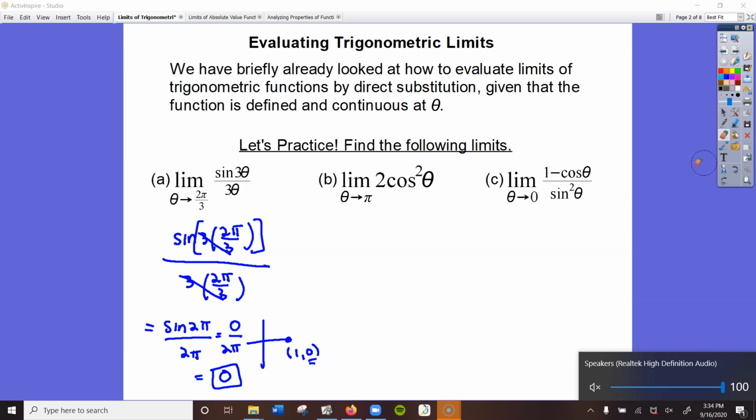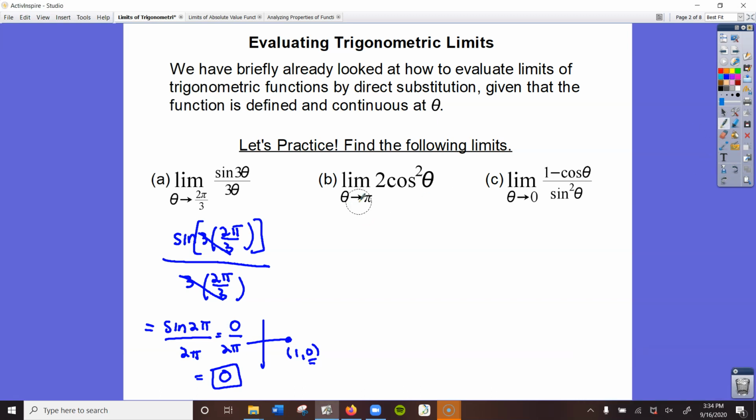Now let's move on to this next one. We have the limit as theta is approaching pi of 2 cosine squared theta. Now keep in mind when you have the exponent directly following the trigonometric function, cosine squared of theta is the same thing as saying cosine of theta, all of it getting squared. It is not the same as cosine of theta squared. This would mean that the angle is getting squared and not the entire trigonometric function.